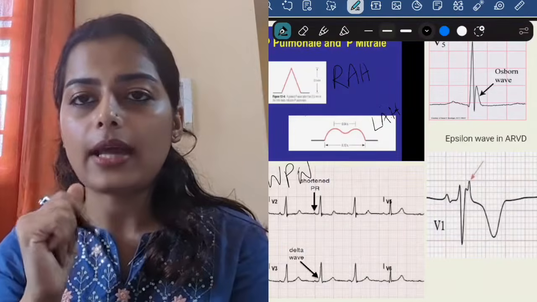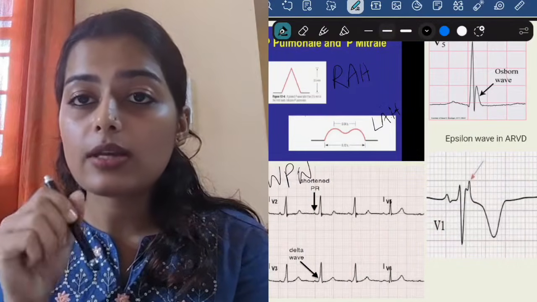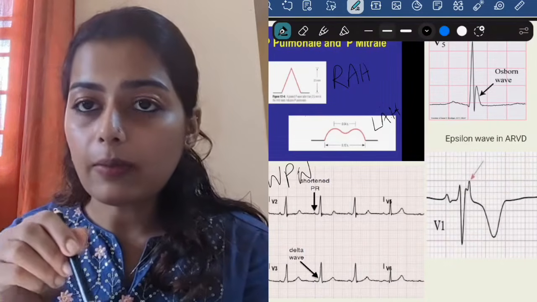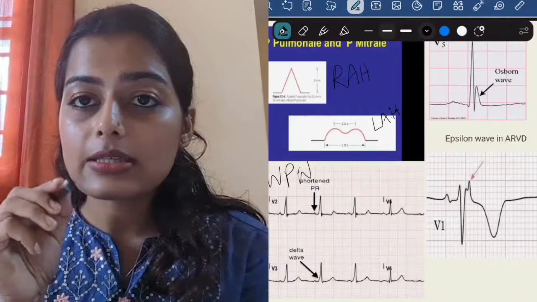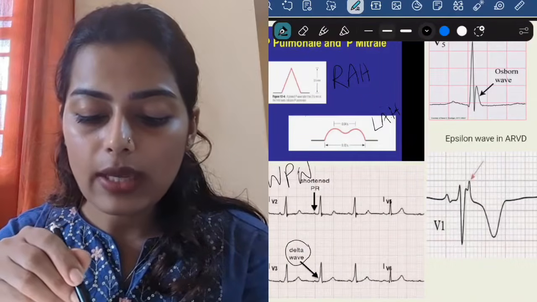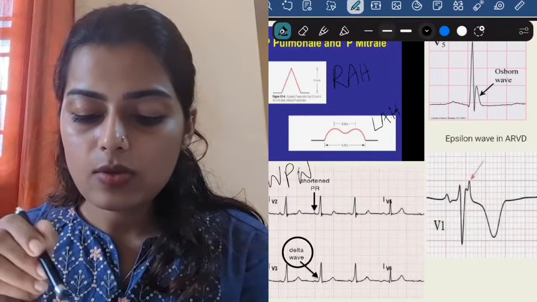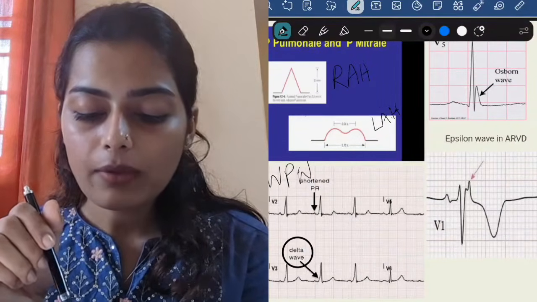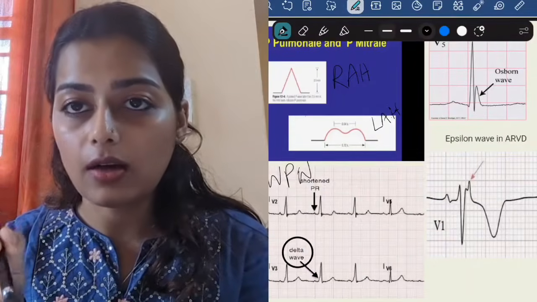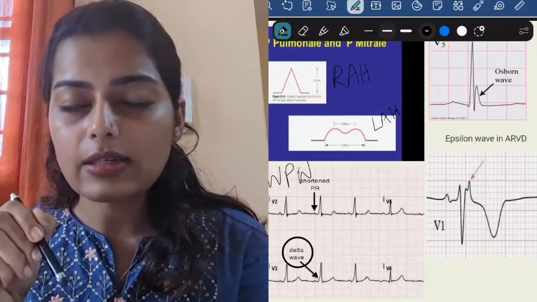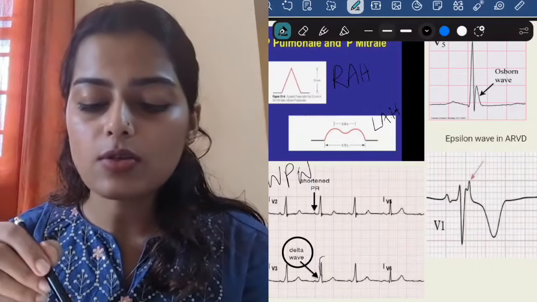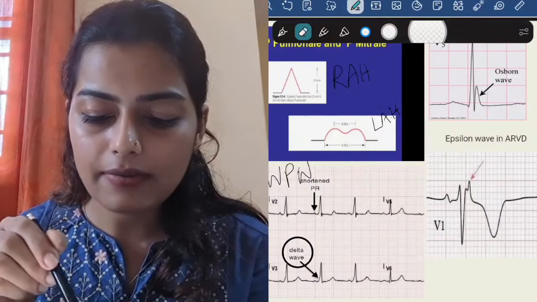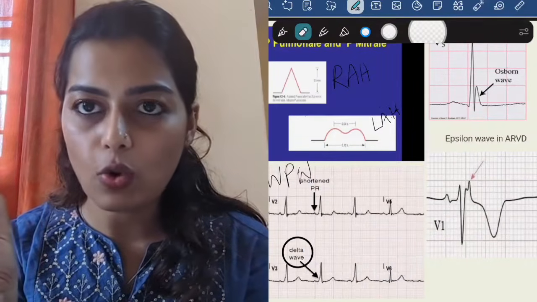So what happens when that early depolarization occurs? The QRS complex starts early. So this is WPW syndrome, and when the QRS complex starts early, we get this wave known as the delta wave. It's a small curved kind of wave seen in the ECG because the ventricle gets depolarized early. After a little time, the normal depolarization occurs. So you can see the normal QRS complex here. This extra wave, the delta wave, appears like a small slope.